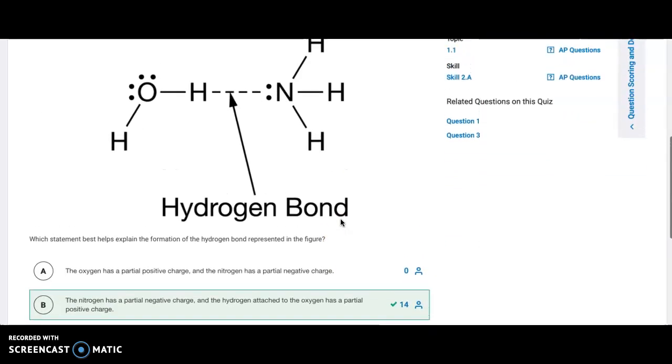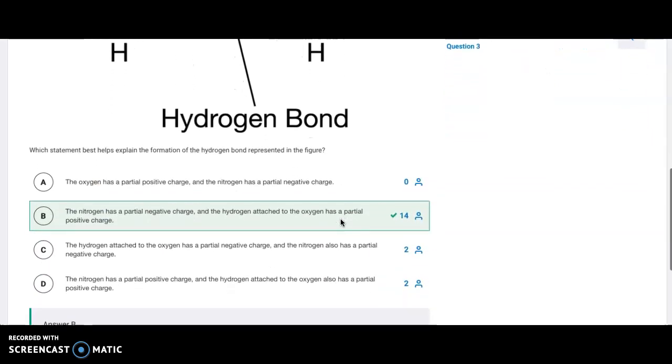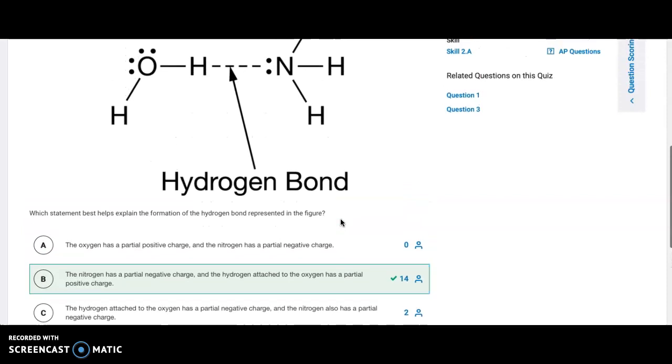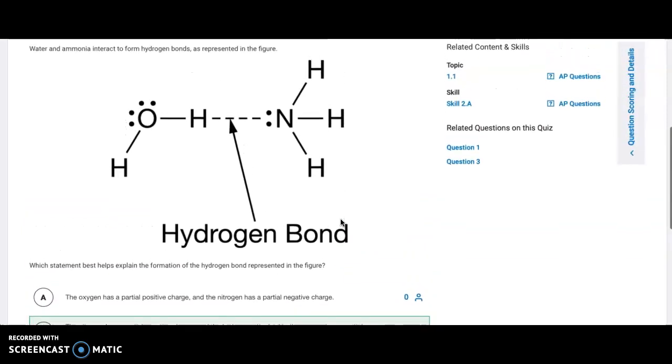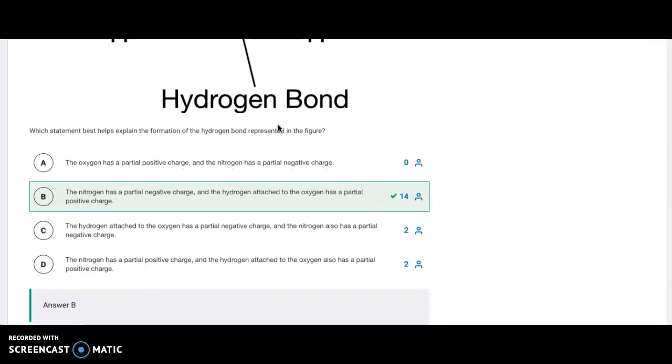This question asks which statement helps explain the formation of the hydrogen bonds represented in the figure. Most of you again selected the correct one, that nitrogen has a partial negative charge and the hydrogen has a partial positive charge. You need to think about hydrogen bonding as a charge difference and an attraction between a positive and negative end of a molecule. Well, water's always going to have a positive end on the hydrogens, so nitrogen must be slightly negative.